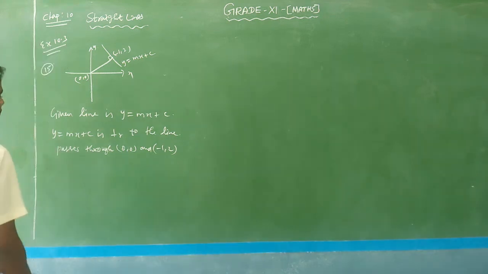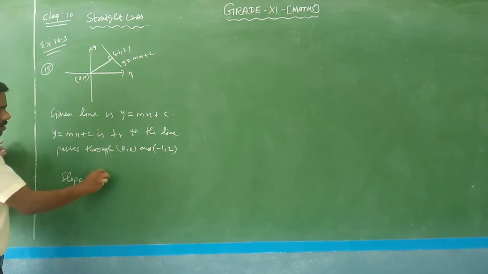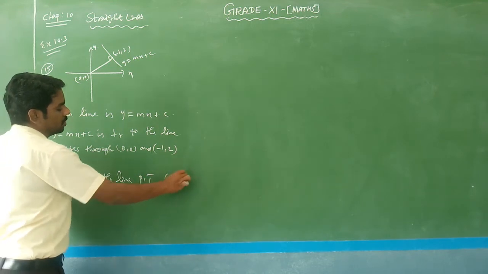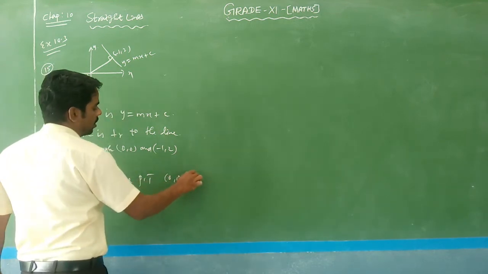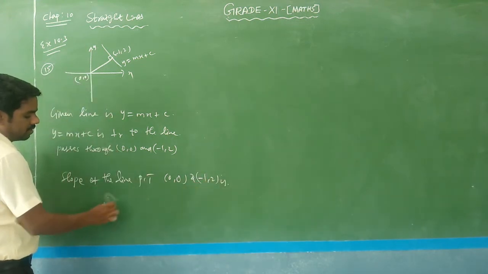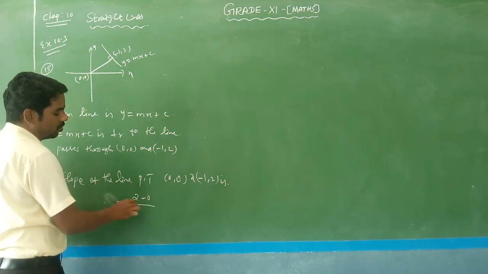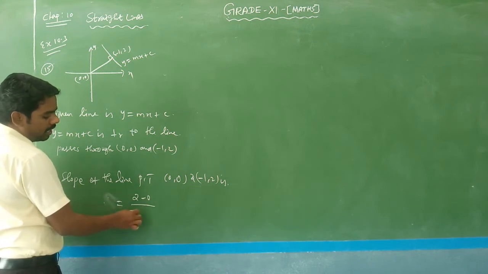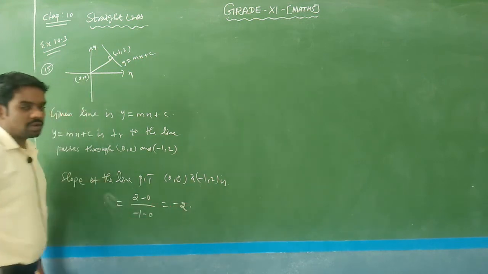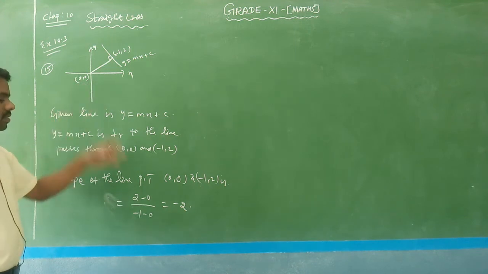First of all, find the slope of the perpendicular line. The slope of the line passing through 0, 0, the origin, and minus 1, 2 is y2 minus y1 divided by x2 minus x1. Here y2 is 2 minus 0, y1 is 0, divided by x2 minus x1, x2 is minus 1 minus 0, which is equal to minus 2. So the slope of this line from the origin is minus 2.